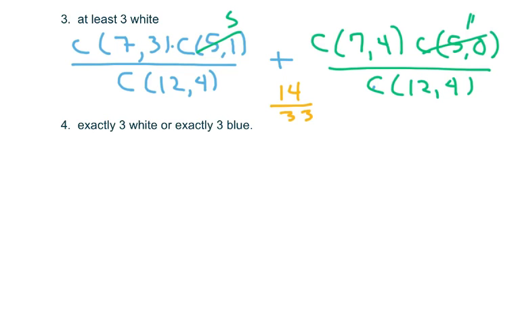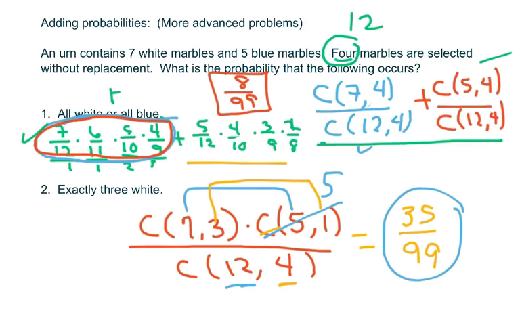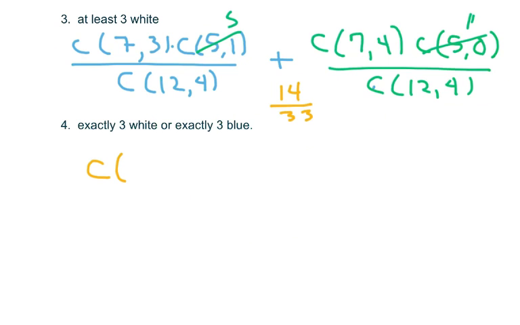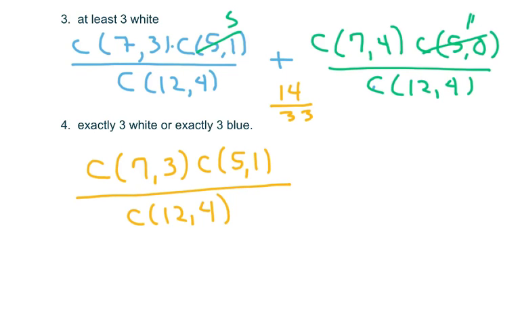All right? Now, exactly 3 white or exactly 3 blue. So exactly 3 white would be the 3 white we already did, which we already know is 35 over 99. If you want, you could just write 35 over 99 here, but I'm going to do it the long way. So I'm just going to set it up. So this would be just what we had earlier. So that would be exactly 3 white or exactly 3 blue. So the blue, we have 5 blue and we want 3. So that means the white, this is m times n, the white would be 7 comma 1. Same denominator.